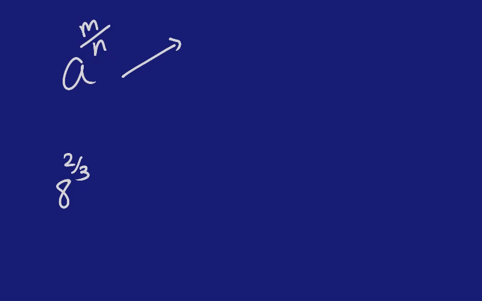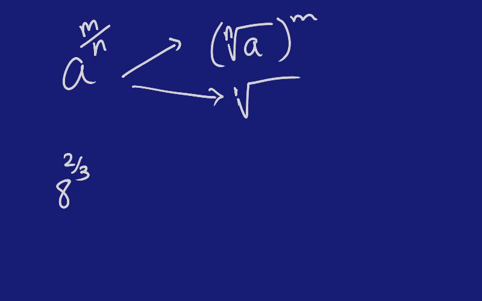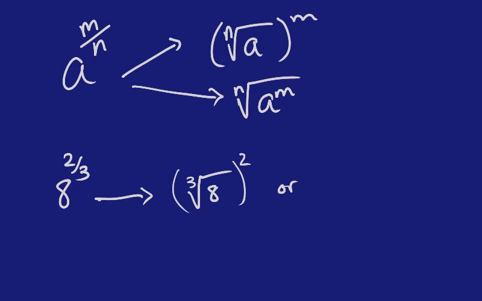Well, there's two ways that you can write it. You can write it as the nth root of a and then raised to the m on the outside, or you can just write it as the nth root of a to the m, like that. So 8 to the 2/3 can be written as the cube root of 8 and then squared, or it can be written as the cube root and then 8 squared on the inside.